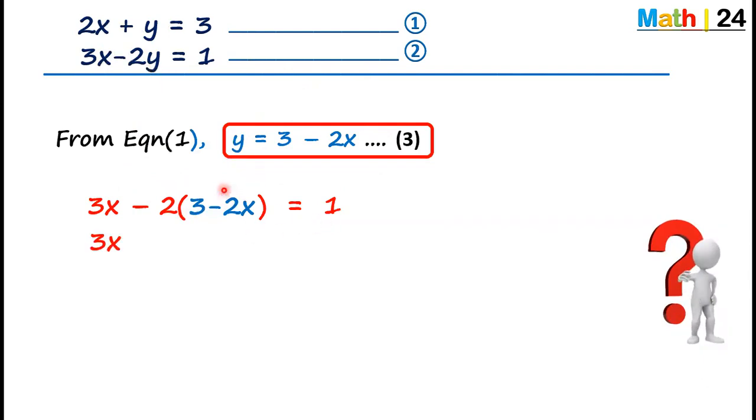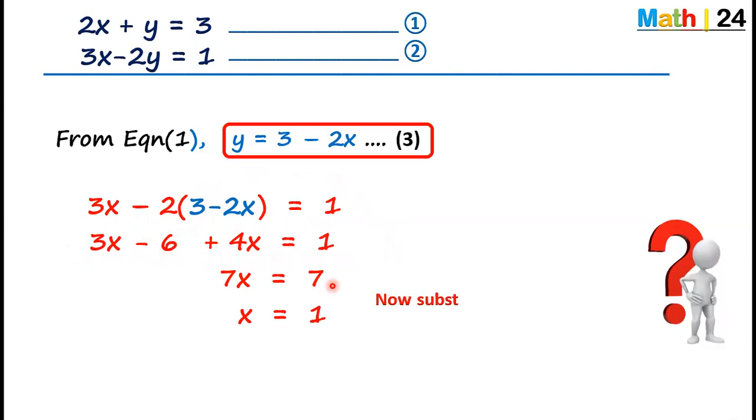We expand. So we have 3x minus 2 times 3, so minus 6. Minus 2 times minus 2x is plus 4x. That should be equal to 1. Bringing like terms together, we have 3x plus 4x, 7x. We carry this minus 6 to the right-hand side. They become plus 6 plus 1 gives us 7. So we have 7x equals 7, and x is automatically equal to 1.